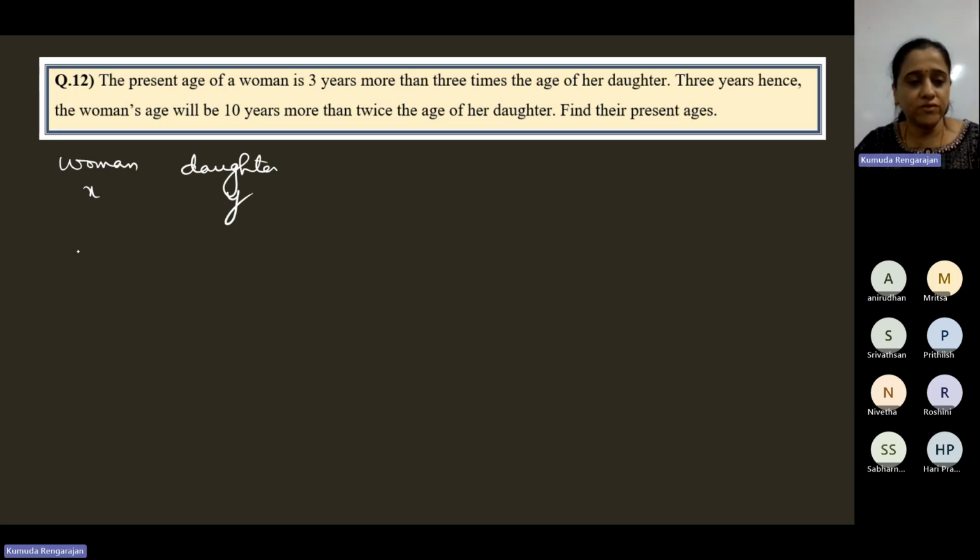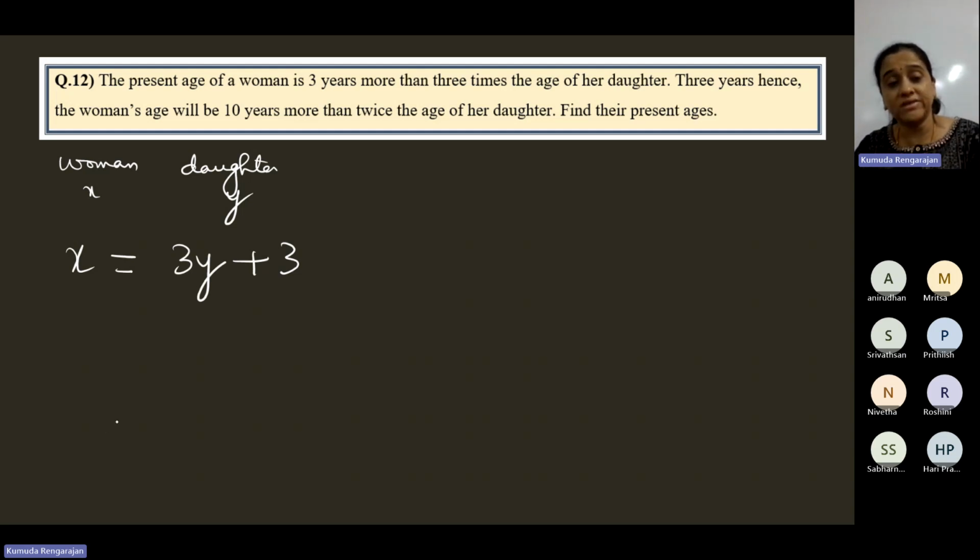So the present age of a woman is 3 years more than 3 times the age of her daughter. This is the first equation. Now, 3 years hence. So X plus 3, Y plus 3.